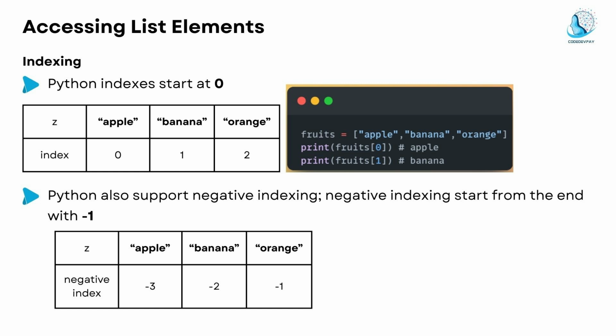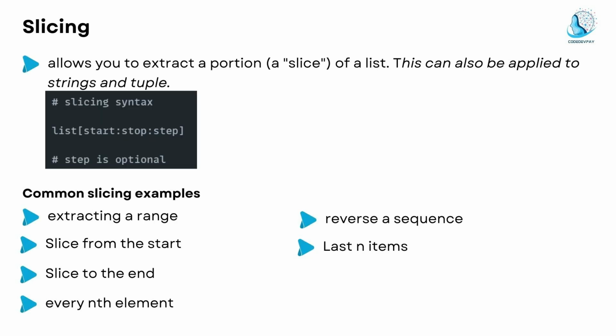Python also supports negative indexing. Now for negative indexing, the last element is having an index of -1. And then we start indexing from the end to the start from -1. Slicing simply allows us to extract a portion of a list. This can also apply to strings and tuple, which we will come to. So with the syntax, we have the list, that is the variable name. We have the start, the stop, and the step. So the start is the index number where we want to start slicing from. The step allows us to skip elements depending on the number.